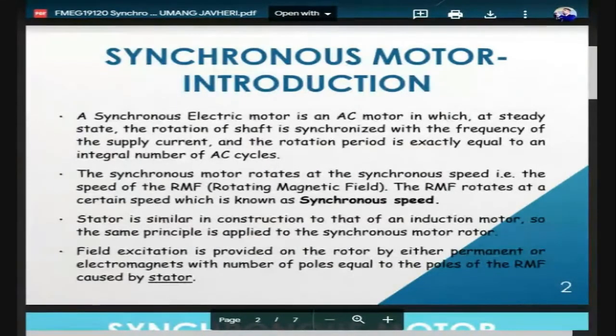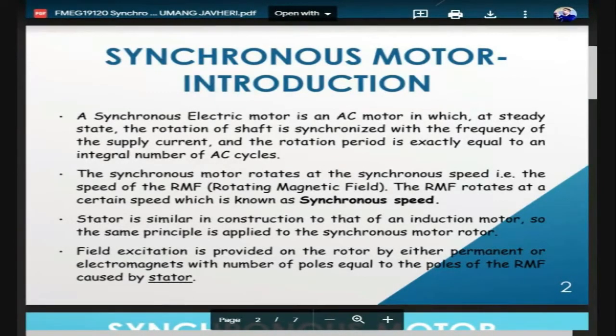Okay, so what is the difference between the three-phase induction motor and a synchronous motor? Both motors have a similar, or the same, structure of winding which is used in the stator, but the difference is in the rotor winding.